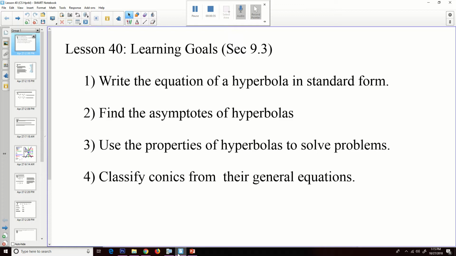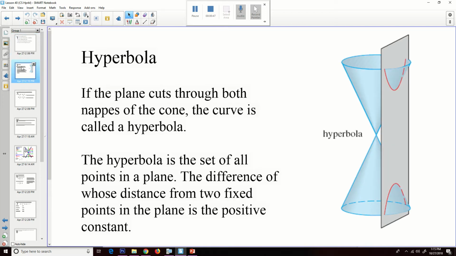We are going to write the equation of a hyperbola in standard form. We're going to find the asymptotes of a hyperbola. We are going to use the properties of hyperbolas to solve problems, and then we're going to classify conics from their general equations. So first off, what is a hyperbola?